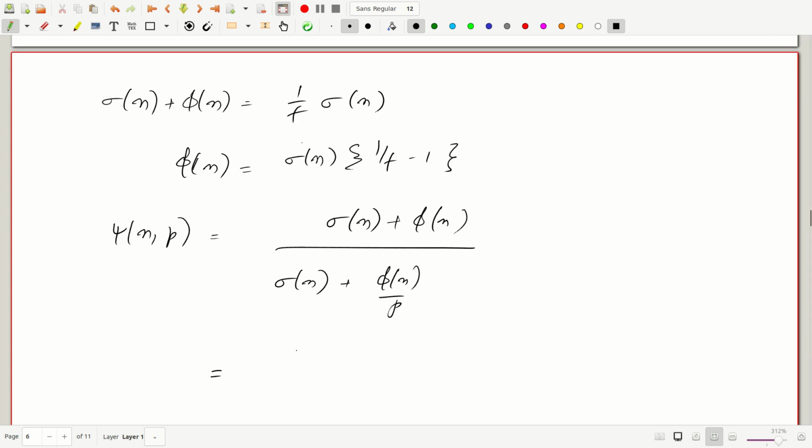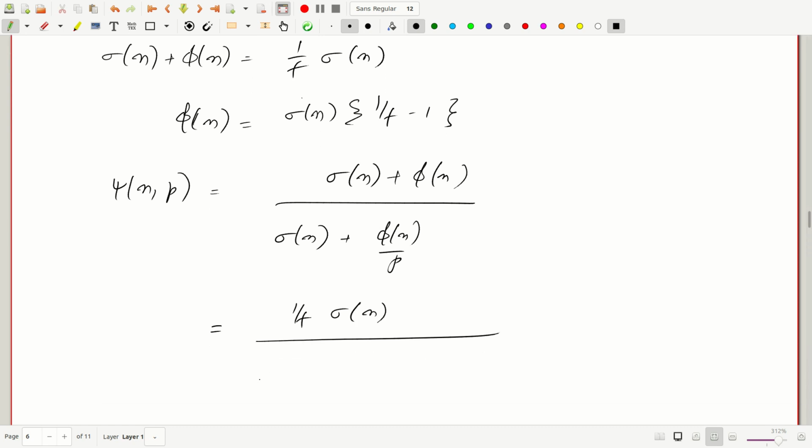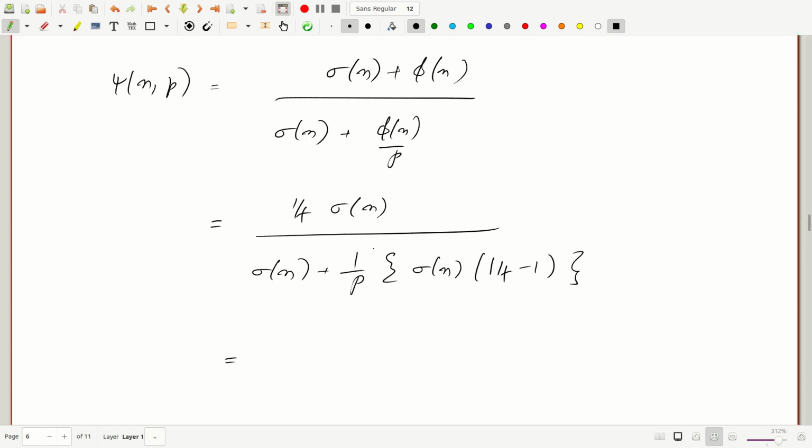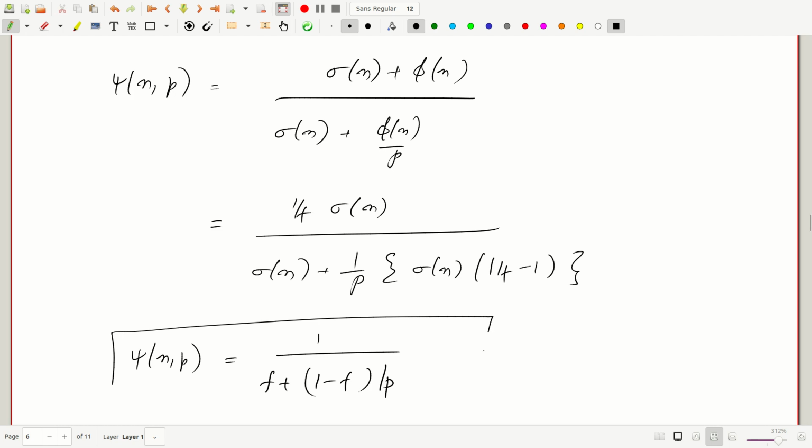Sigma n plus phi of n equals 1 upon f sigma n divided by sigma n plus 1 by p times phi of n. We just wrote it as sigma n times 1 by f minus 1, right? Now if you simplify this, you can cancel sigma n, and p remains the same, and then you can write it as f plus (1 minus f) divided by p, right? That's what you would get as psi of n, p. Okay, so that's nothing but your Amdahl's law.